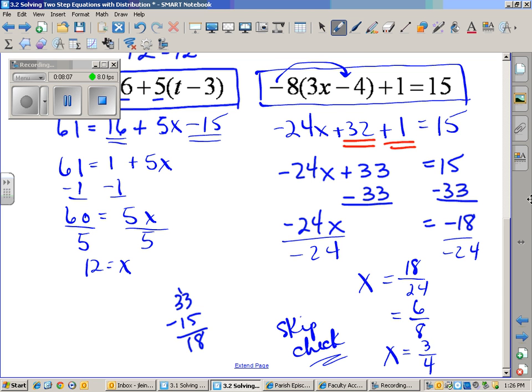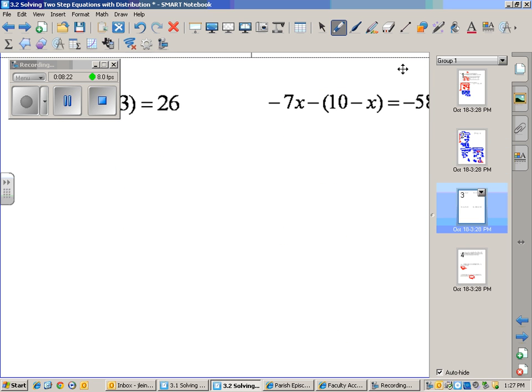The main thing I wanted you to notice here is that your answer can be a fraction. It can be a decimal. The ones we've done so far have been nice round whole numbers, but they don't have to be. They can be fractions. All right, let's see what the next page brings.